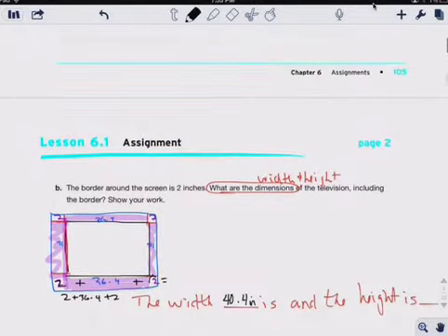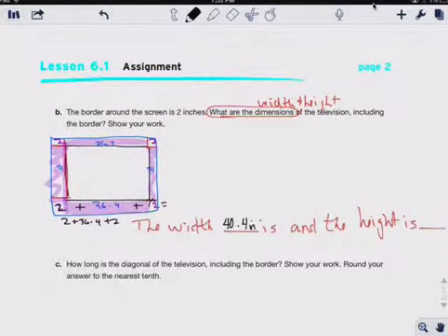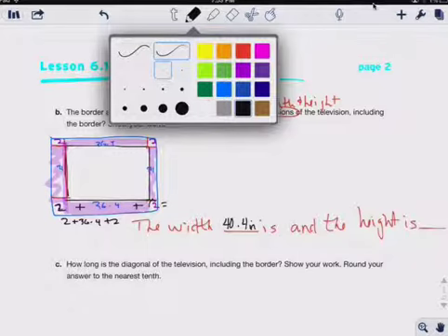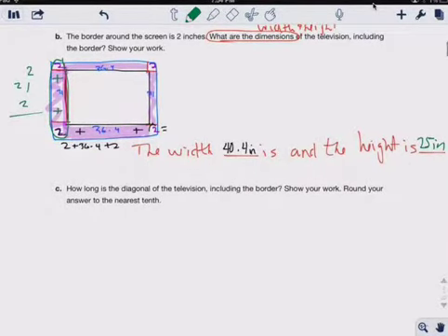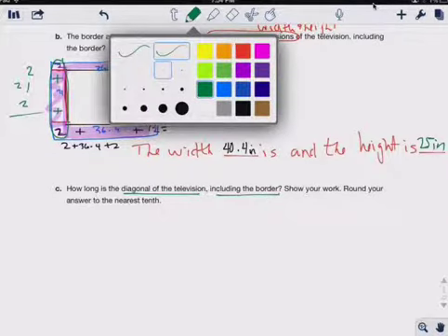And the height, now here's the height right here. Add these up. So 2 plus 21 plus 2, which is 25. The height is 25 inches. Okay, how long is the diagonal of the television, including the border? So here's the border included. They want this diagonal right here.